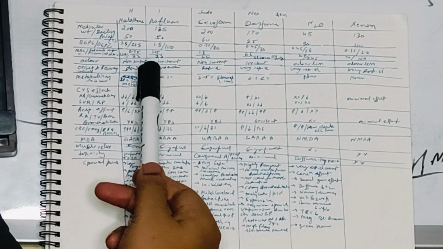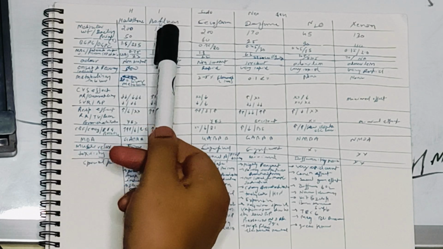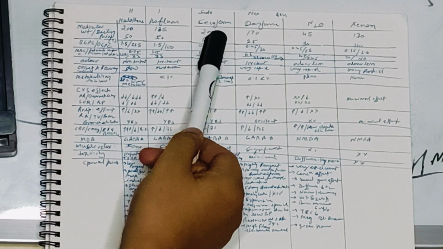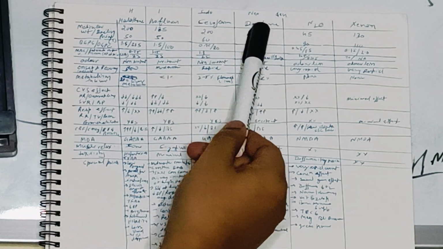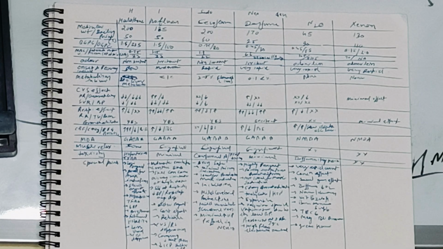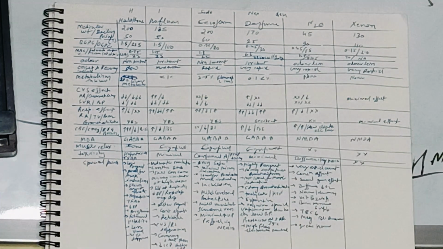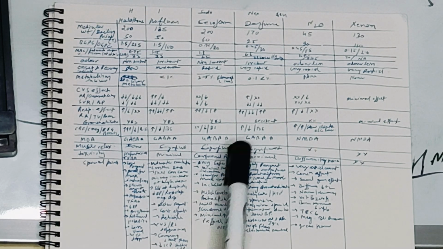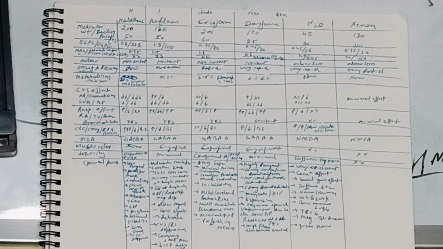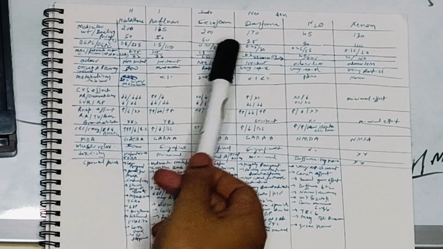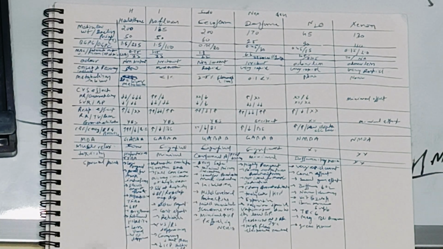When we consider boiling point: halothane 50 degrees Celsius, isoflurane 50 degrees Celsius, sevoflurane 60 degrees Celsius, desflurane less than 25 degrees Celsius, nitrous oxide 90 and xenon 110 degrees Celsius. So the highest boiling point is of xenon and nitrous oxide, and desflurane has the lowest boiling point. The lowest boiling point of desflurane has important significance, which I will discuss later on.